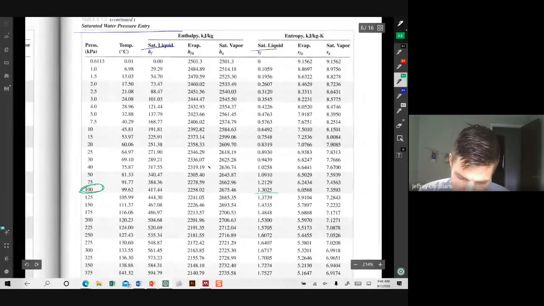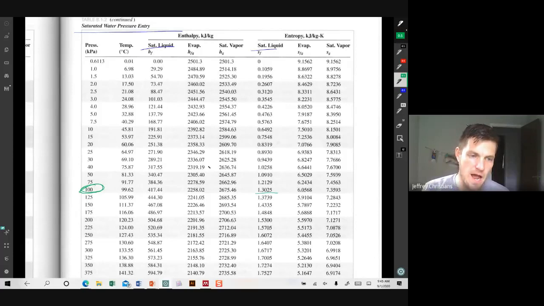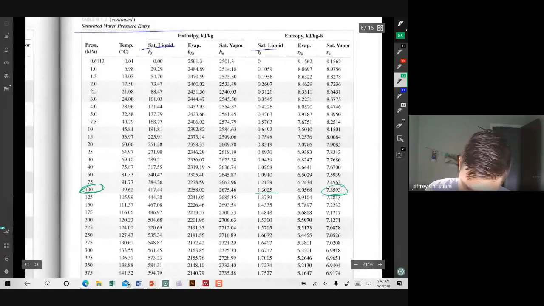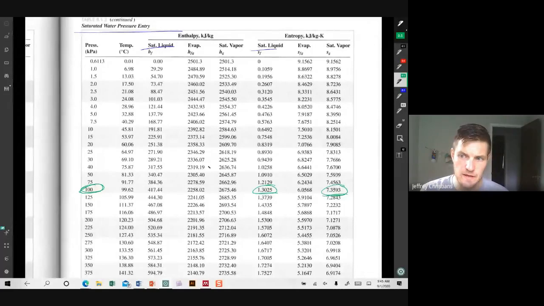Our saturated liquid entropy was 1.3025, so we're higher than that. So we're not saturated liquid. Our saturated vapor is 7.3593. So we're actually lower than that because we're 6.9. So we're going to be somewhere between these 2 values, so we have to use the concept of quality.